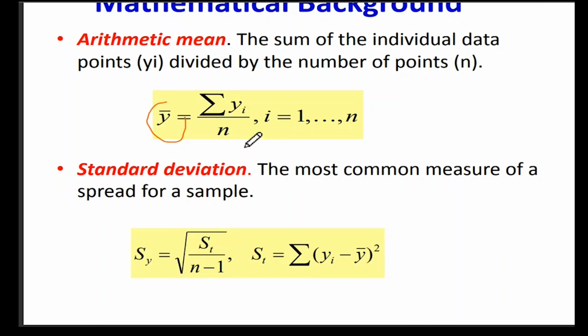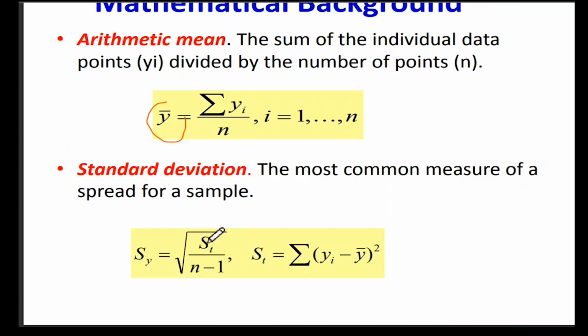We also use standard deviation. Standard deviation is the most common measure of the spread of the sample, so if we want to measure the spread of the sample, we use standard deviation. How do we calculate it? By using this formula: sy is equal to the square root of st divided by n minus 1.